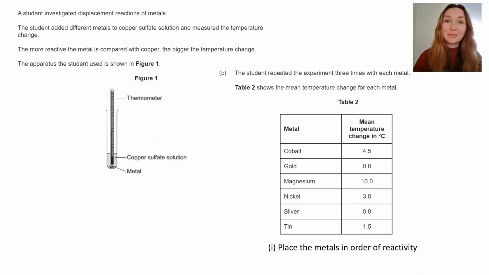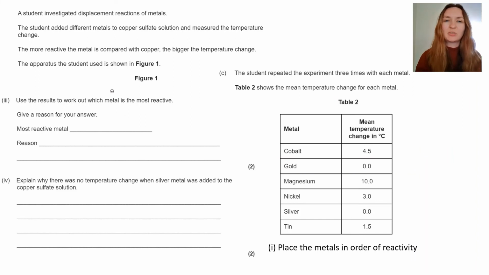Here's another exam question that you're going to have a go at doing. So what I'd like you to do, please, is read through that. This one's about temperature change. So part 1 is to place the metals in order of reactivity. Part 3, ignoring part 2, use the results to work out which metal is the most reactive. Then part 4, explain why there is no temperature change when silver metal was added to the copper sulfate solution. So what I want you to do is pause the video and have a go at completing that now.